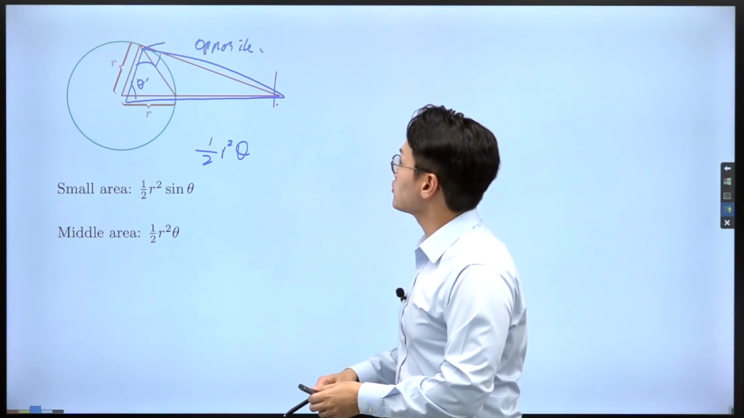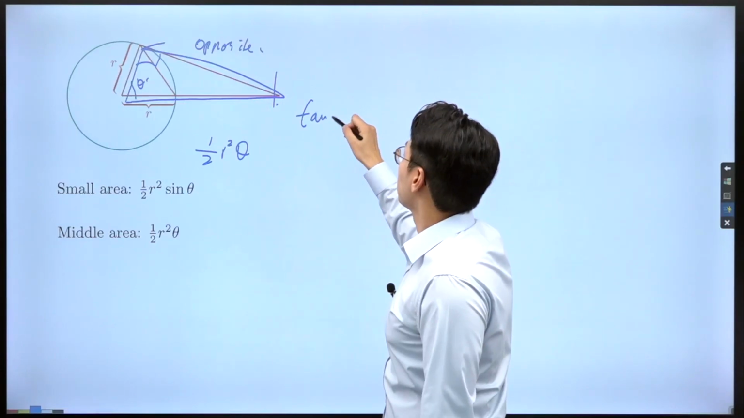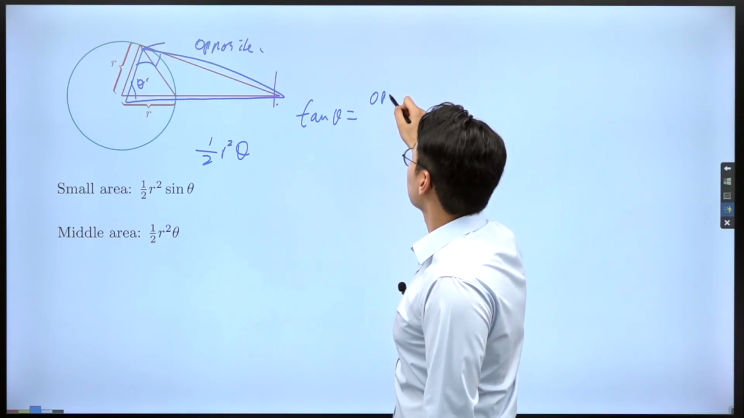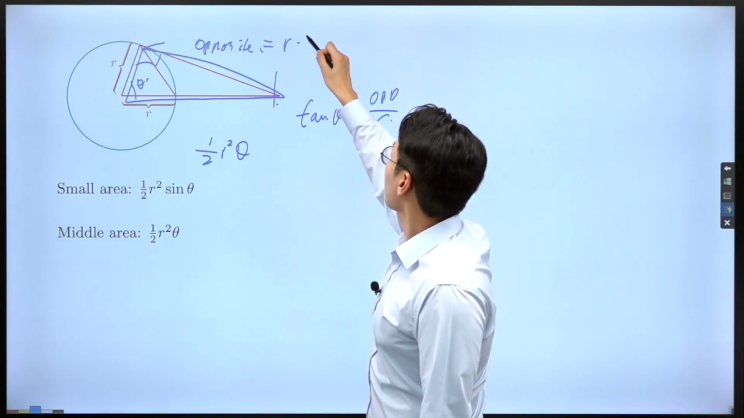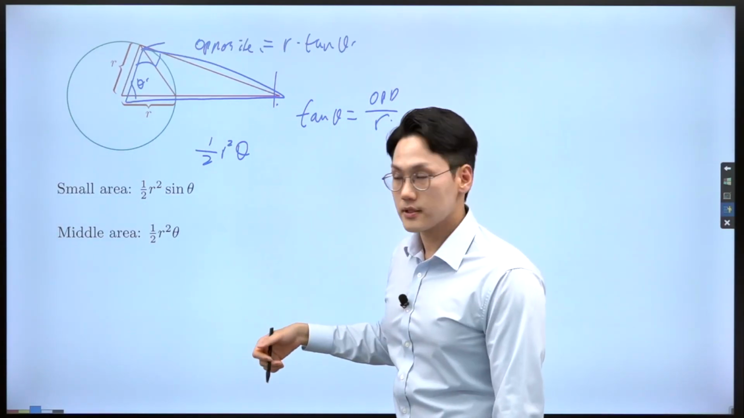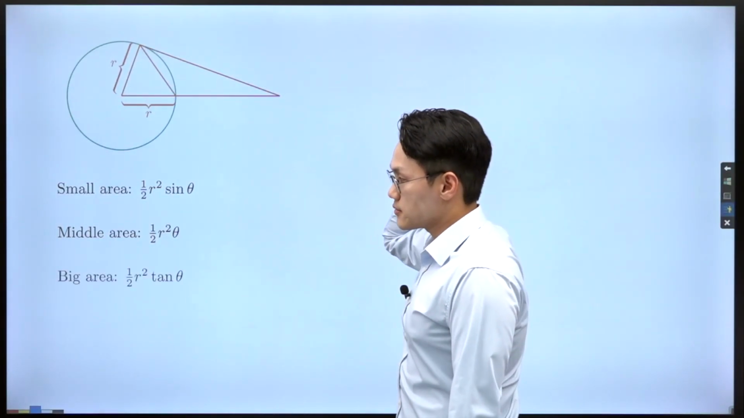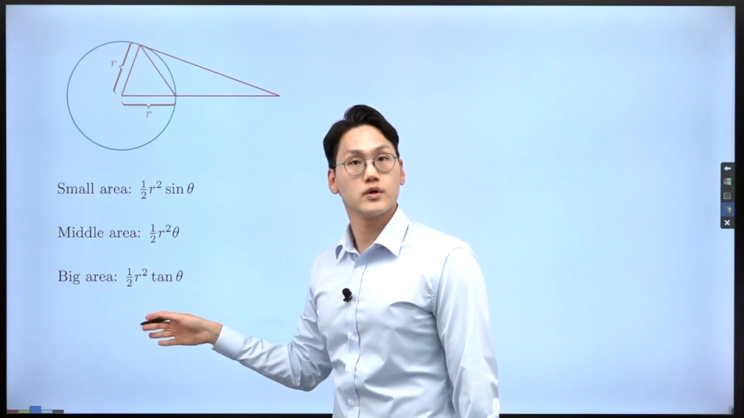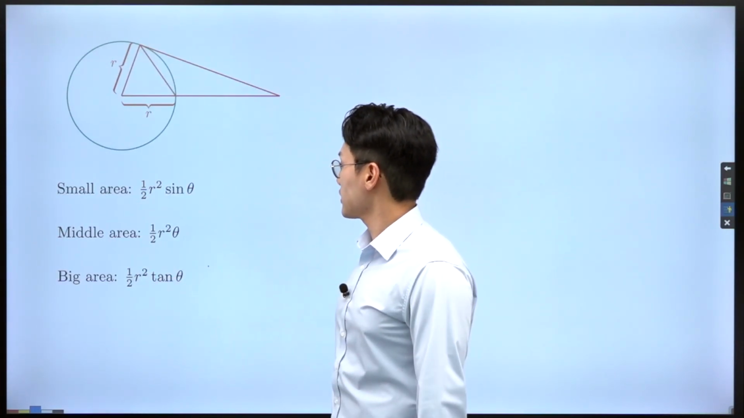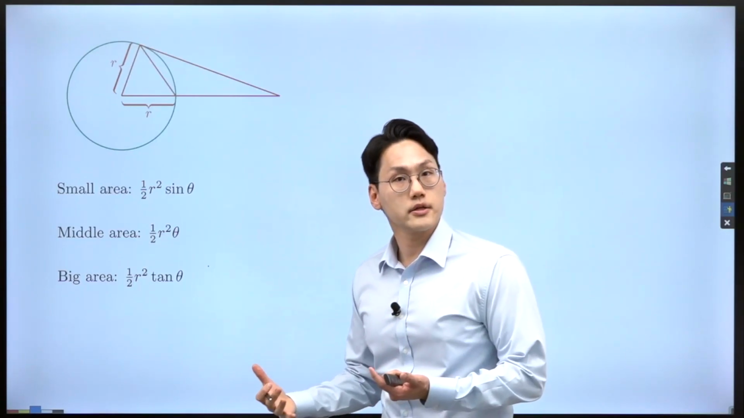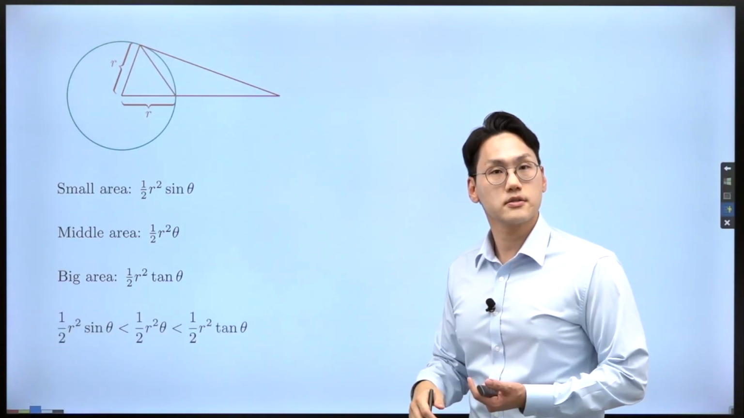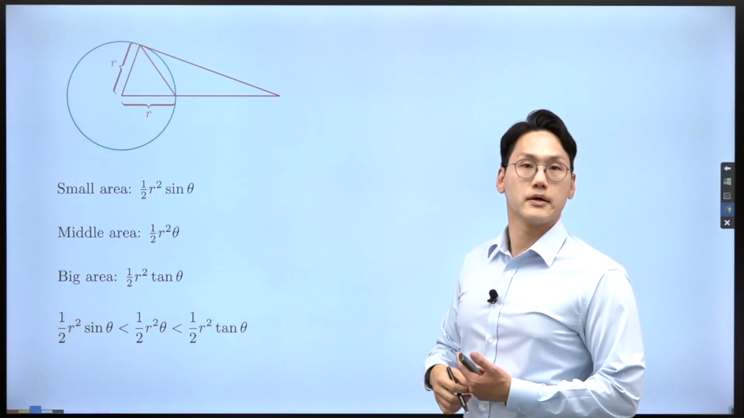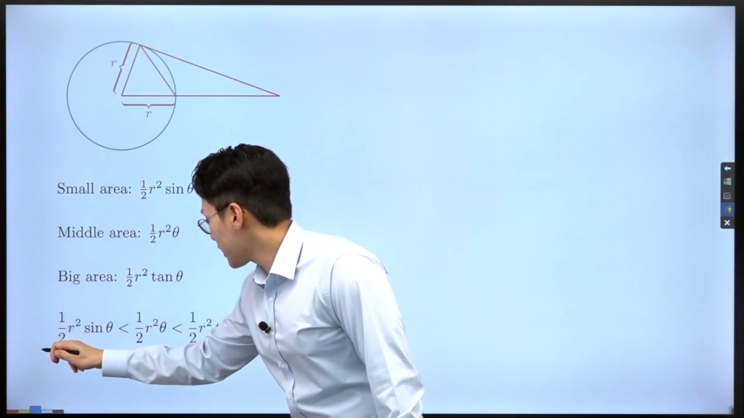So here, what I want you to do is to use tangent theta, okay? Then I got the opposite over r. So the opposite must be described by r times tangent theta. That is great. So now the large area is going to be half times r squared tangent theta. Okay? So then we can create the inequality. The triangle was the least, then we have the sector in the middle, and then we have the large area by the right angle triangle. So those are my inequalities.